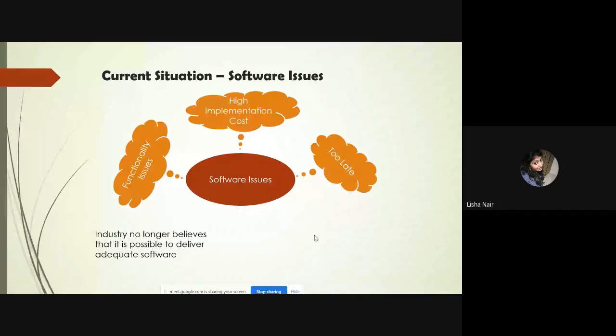So what happened? The industry is not believing that we will deliver adequate software if we have these issues in our hands. The impact is that we don't meet the delivery on time. We don't give the right software. All these are the impacts. What is expected is on time and within budget. So that will be a failure if these issues persist.